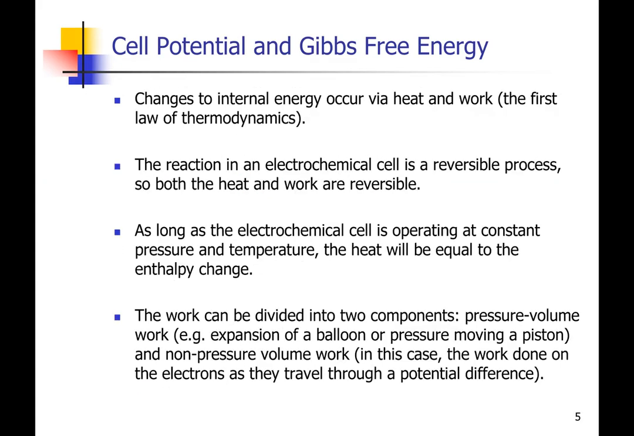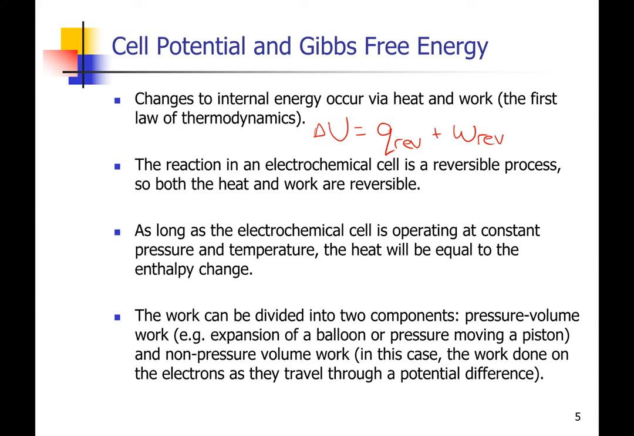So how does potential relate to free energy? Well, we need to start by going back to the first law of thermodynamics, which says that any energy change is going to have to happen as a combination of heat and work. And if we're talking about a reversible process, then the heat and the work would also need to be reversible. Electrochemical cells are typically performed at constant temperature and pressure, and as such, the heat term is going to be equal to your enthalpy change, because recall that enthalpy is heat at a constant pressure.